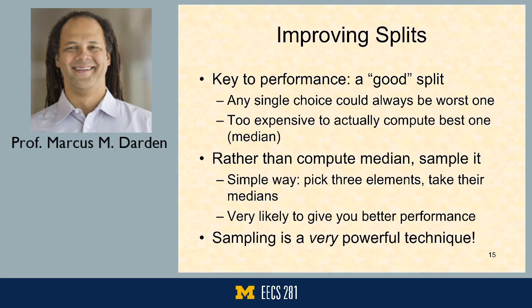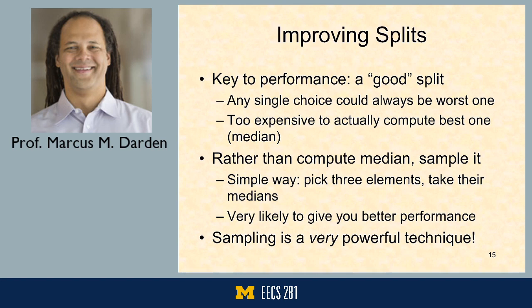All right, so how about avoiding that n squared? How can we avoid that worst case scenario? The good performance comes from a good split. So any single choice could be the worst one, but since it's too expensive to calculate the best one, we could try to say, how could I do this a little better? The trick that we just looked at on the previous slide, that's only going to save us memory. It's not going to save us any time.